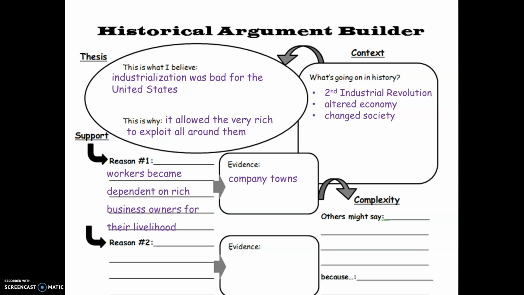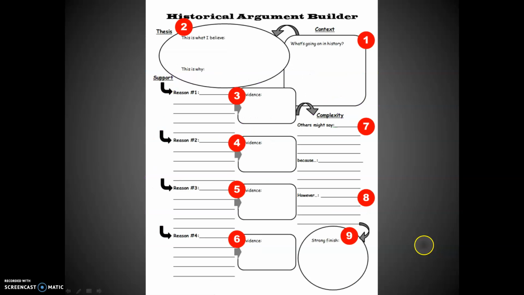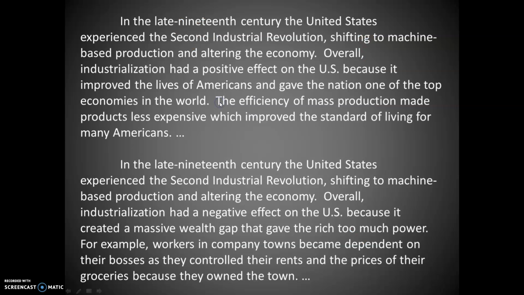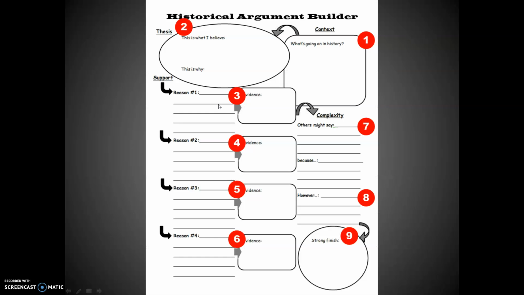So you needed to have, basically, you're addressing that specific argument with it. Okay. So if you take this and put it into sentences, start over here on the upper right. With the context, that's your first sentence. Your thesis would be your second sentence. And then your support, let me back up there. 3, 4, 5, 6. Those would be your third, fourth, fifth, sixth sentence.